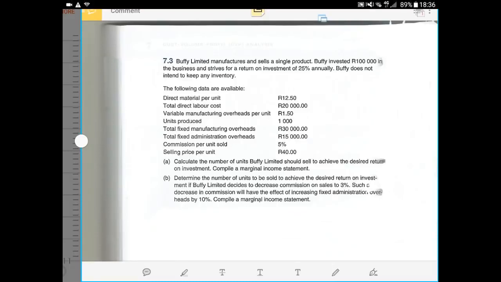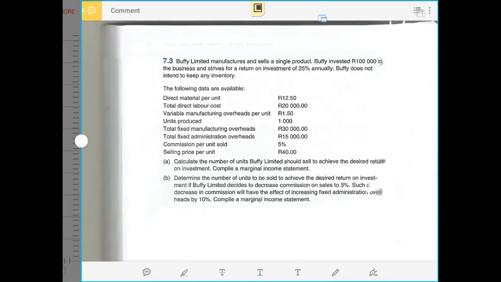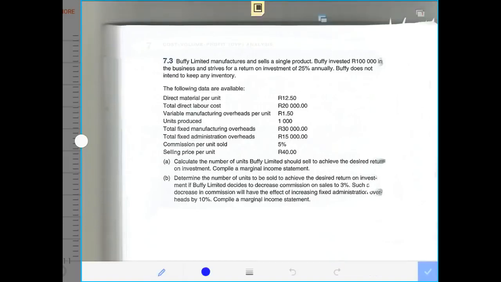Hi everyone, I will be doing chapter 7 of Cost and Management Accounting 1, and the chapter is on cost volume profit analysis. I will do this exercise and try to expand and explain other possible ways in which a question can come out of this chapter. And I will be doing 7.3 of the prescribed textbook.